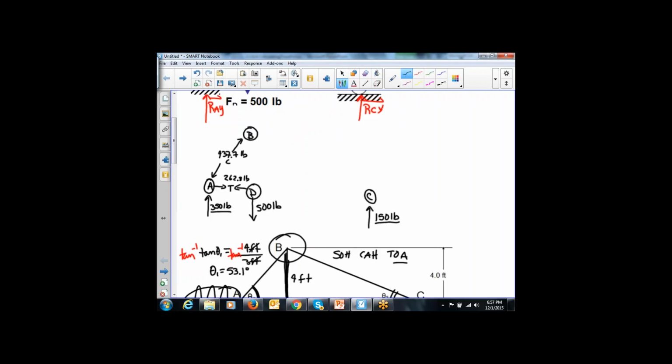437.7 pounds, and that's in compression. So we got quite a lot from joint A.